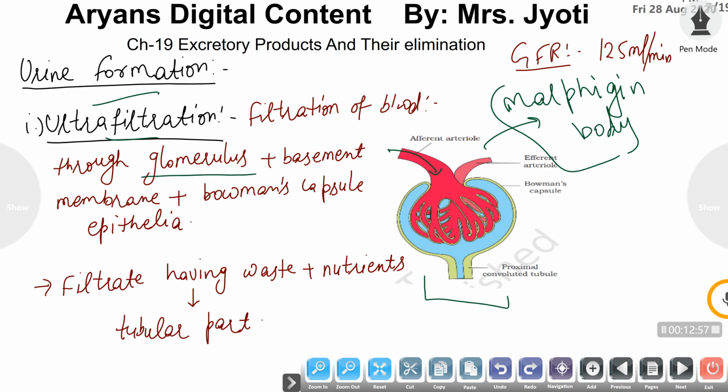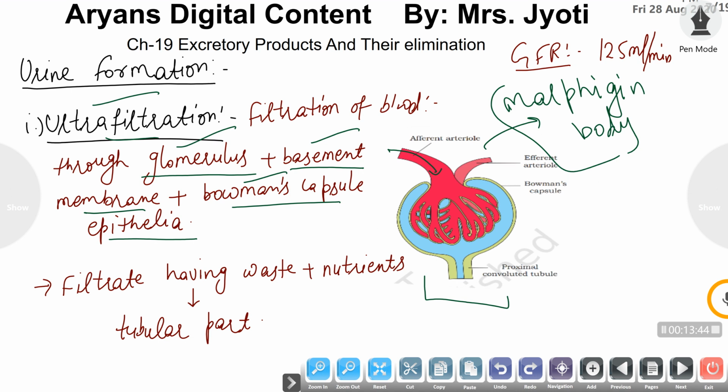From the glomerulus, or these capillaries, only the plasma and blood corpuscles remain as the sole components of blood, while all the nutrients and proteins get filtered from the blood entering the glomerulus. After passing the glomerulus, that particular filtrate passes the basement membrane, and finally the epithelial tissue of the Bowman's capsule. Means the single solution, or the single filtering substance, is filtered 3 times: first from the glomerulus, second from the basement membrane, and third from the Bowman's capsule's epithelial tissue.